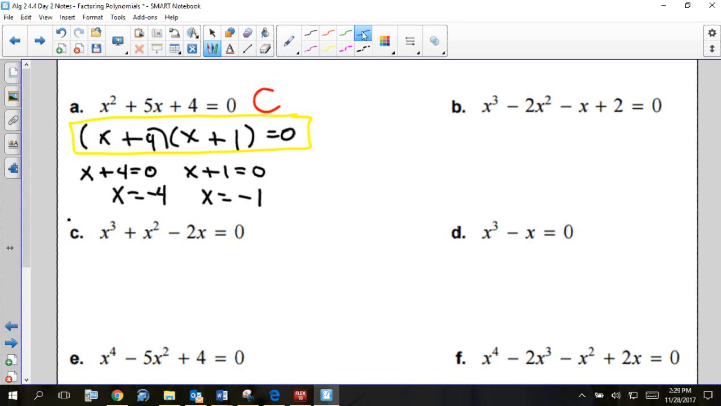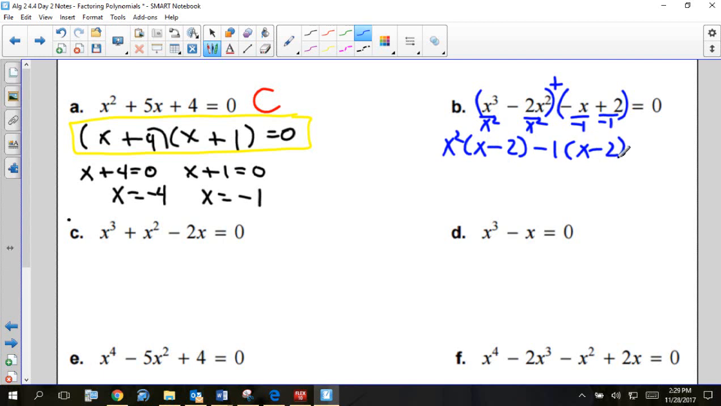Let's look at B. We're going to factor it. What's our first step of factoring? Is there a GCF? Okay, then what do I do with 4 terms? Group up. So I'm going to group. Plus sign in between. I'm going to take out x squared, and take out negative 1. x squared times x minus 2, minus 1 times x minus 2. Put them together. I get x minus 2 times x squared minus 1.